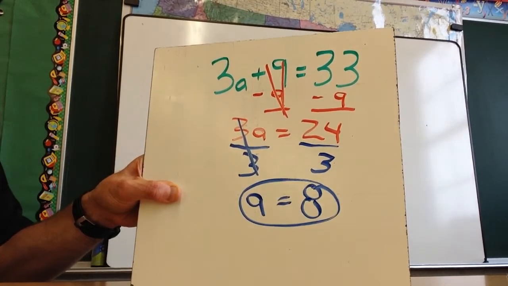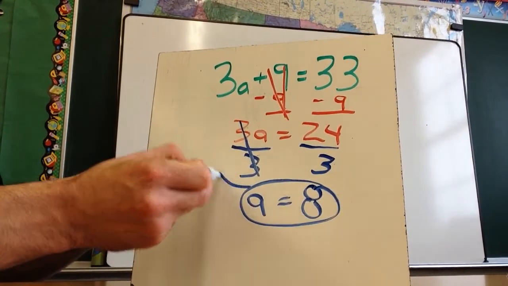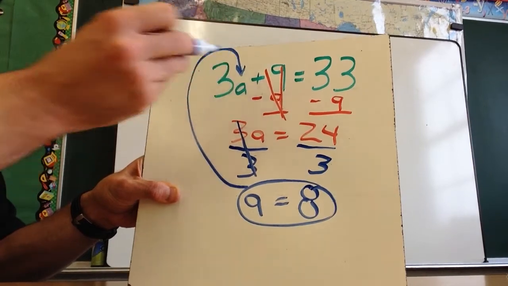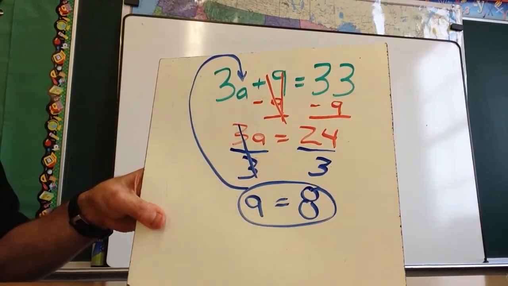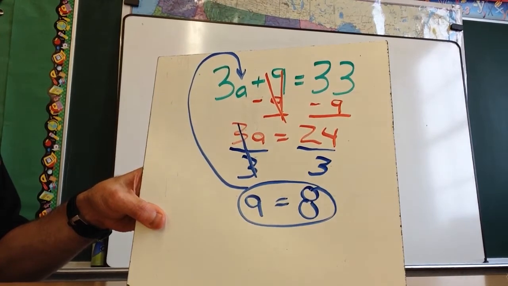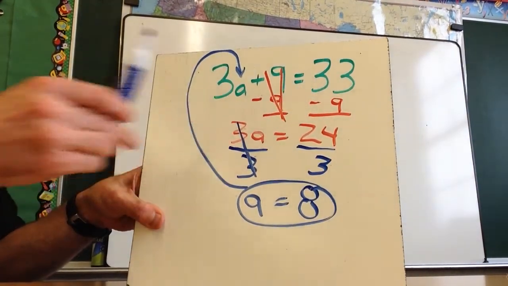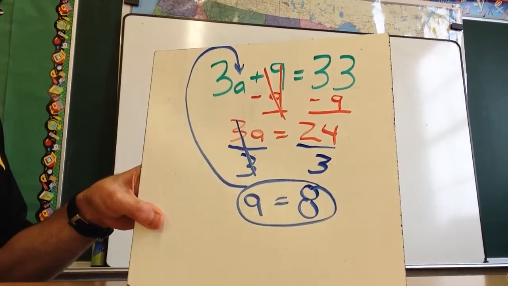Now again, and this is where it's even more important, I can take this 8, substitute it back in up here, and make sure that this works. So I go 3 times 8 is 24, 24 plus 9 is 33. So I check my answer, and it's correct.